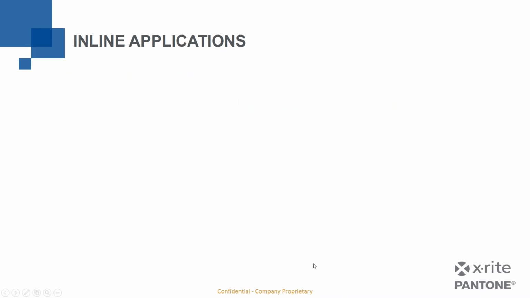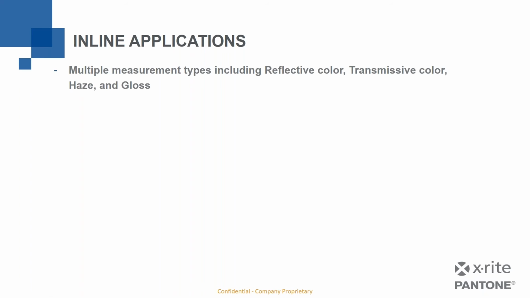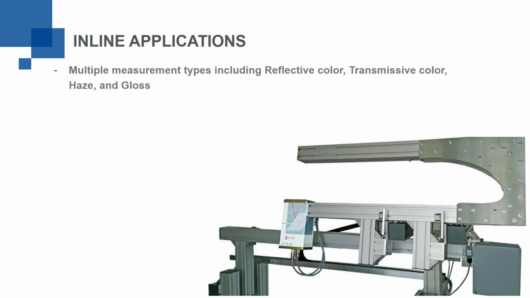So, applications. We're not going to go terribly deep here, but it's really just to give you some ideas. First off, we've got multiple ways to measure. We've been talking about color, and we can measure reflective color. We can measure transmissive color and haze and gloss. I'm going to show you one other device here. This is the device that allows us to do transmissive color. You can see this kind of a C frame, we call it, where the product would actually flow in between. And so you've got a light on one side of the product and a sensor on the other.